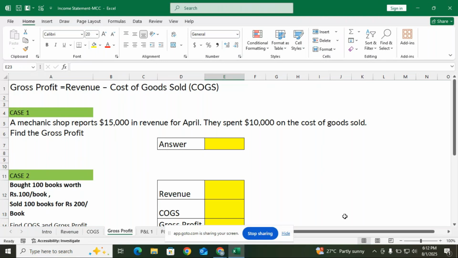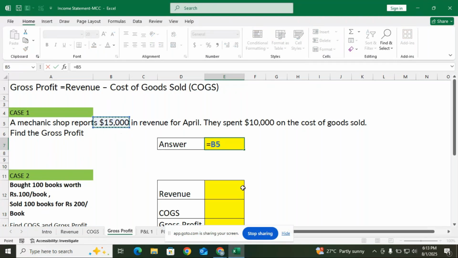Okay, so a mechanic shop reports 15,000 in revenue for April. So total revenue generated for the month of April is 15,000, and overall how much they have spent to generate this revenue is 10,000. So how do you find the GP? GP is nothing but revenue minus the cost of goods sold. So it is very easy. Orally also you can put up the answer: equals 15,000 minus your COGS.